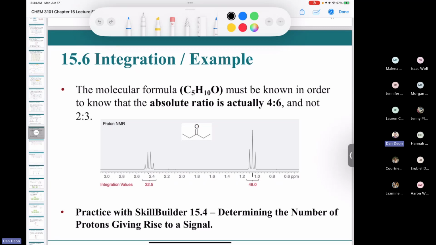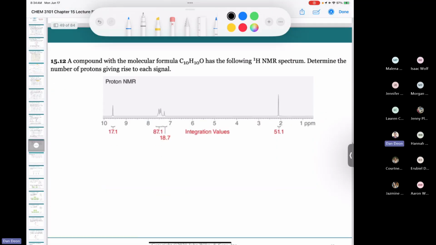But again, if you divide both of these numbers by 32.5, I went ahead and did that already, you end up with 1.00 and 1.48. Well, 1.48 is not a whole number. If you multiply the whole thing by 2, then you get 2 and 3. Well, is the ratio 2 to 3? That's the ratio, but the actual number is 4 to 6. Does that make sense? Give me a thumbs up if this makes sense. The number that the computer is giving us is 2 to 3, but the actual number is 4 to 6, and we need the molecular formula for that.